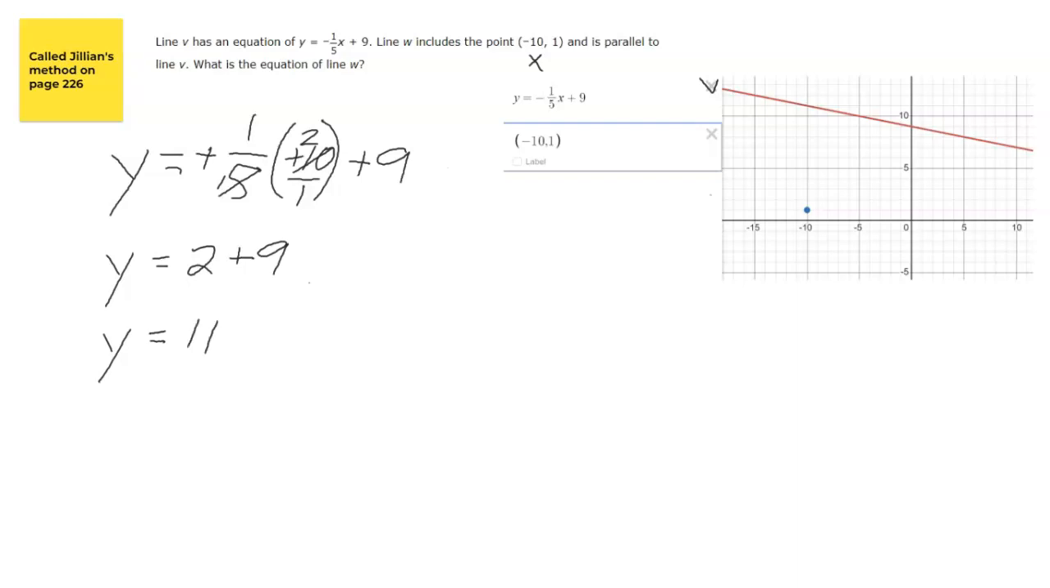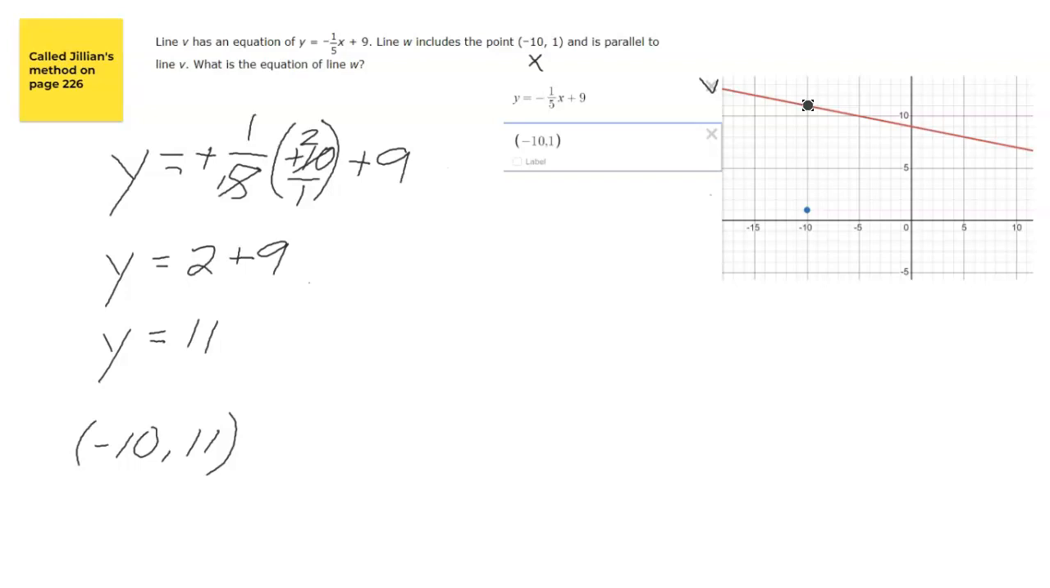What this means is that on this line over here, line V, if I'm at -10 on the x-axis, I'm going to be at 11 on the y-axis. And let's look and see if that's true. -10, and then go up. Sure enough, look, I'm on 11. So now this is another important part of Jillian's method.